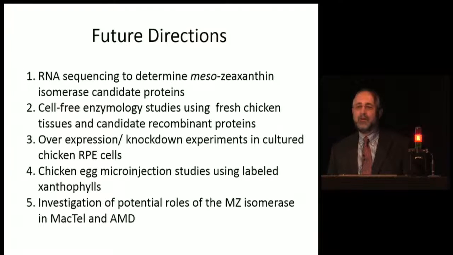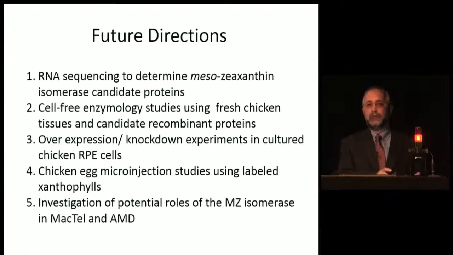We are now in the process of doing RNA sequencing to determine the mesozeaxanthin isomerase candidate proteins by comparing RPE at earlier stages when there is no mesozeaxanthin being made to the days when mesozeaxanthin is being made. We're also working on cell-free enzymology studies using a fresh tissue source of RPE from these developing chickens. Eventually, we will also look at overexpression and knockdown experiments in cultured RPE cells.